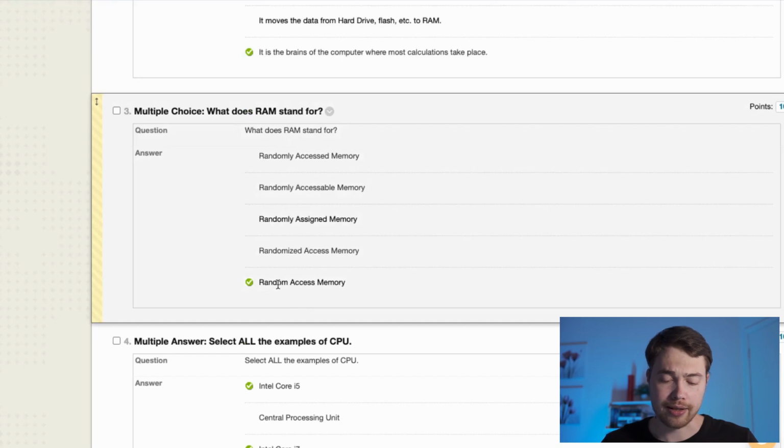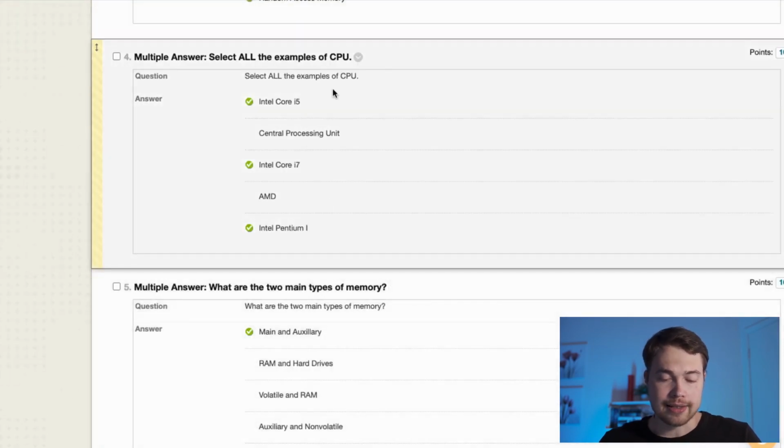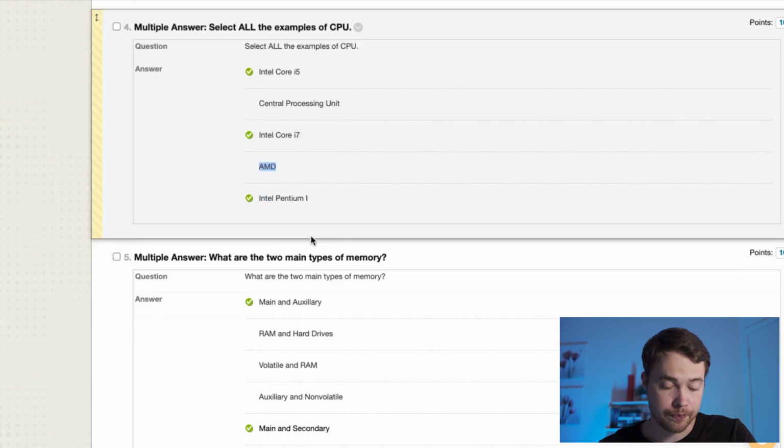RAM stands for Random Access Memory. Select all examples of CPU. Okay? So AMD is not an example of a CPU, it's a company. Central Processing Unit, of course, is neither. It's not an example of a CPU. Intel Core 5, Intel Core 7, Intel Pentium 1, those are examples of specific models of CPU.